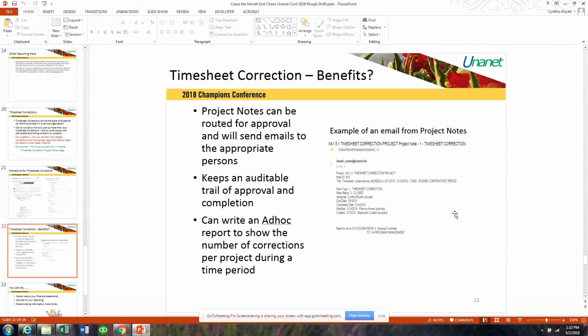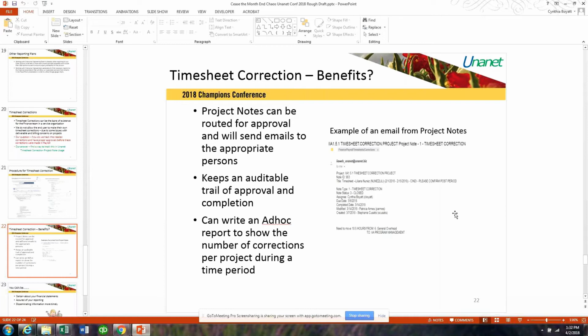So the fact of the matter is, it also keeps an auditable trail. So they can actually drill in and see, oh, who did approve that and what day did they approve that on? And then when they get done with it, they're actually going to go right back into that, change its status to closed. It's going to send out yet another email notifying everybody involved in that timesheet correction that that is closed. And now we can even go back in and see who closed it, as well as who started it, who approved it, and now who closed it.